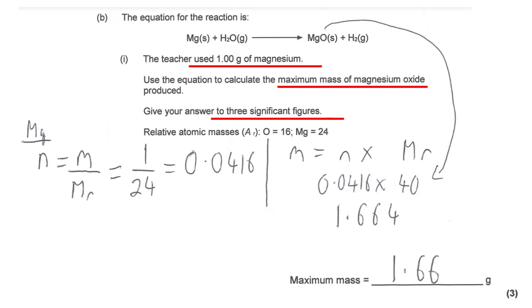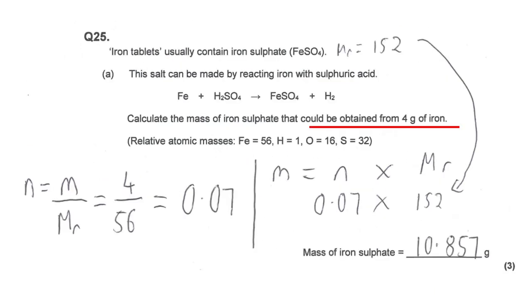Here's another example. You might want to press pause and play here. Make sure you understand where the numbers come from. Again, no ratios in this. The molecular mass of iron sulfide is 152 when you do the calculation.